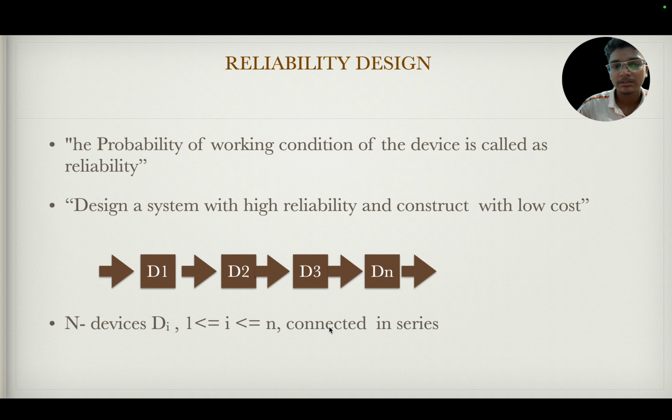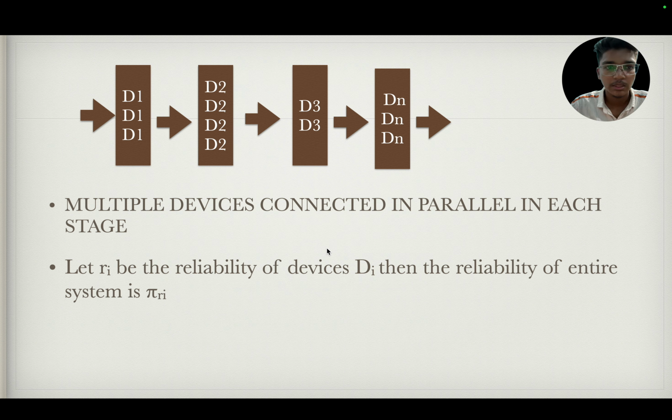Designing a system with high reliability and low cost is very important, because everything we depend on relies on the performance and condition of the devices. Let us take this example. Let d1, d2, d3 up to dn be n devices, where i goes from 1 to n, connected in series. Suppose d1 is not working, then it also affects dn, and dn will also not work. Okay, going to the next slide.